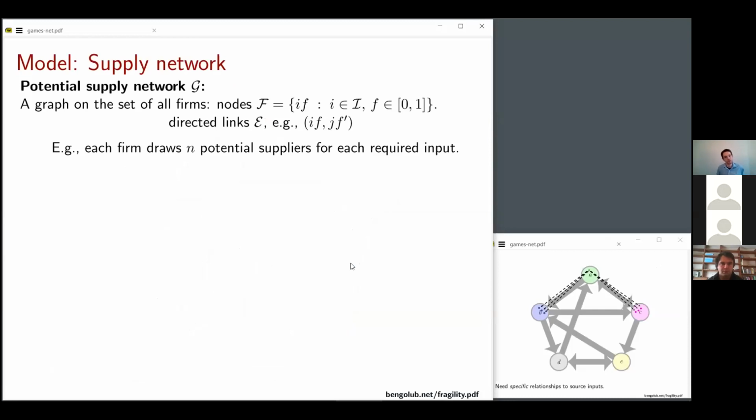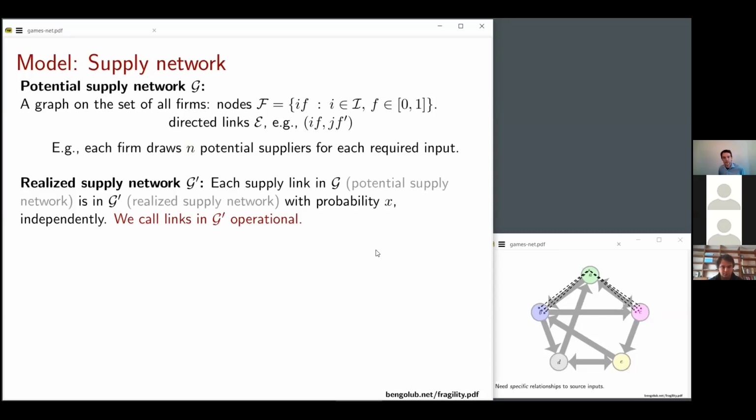There's all the firms. So a firm here is just given by the product that it makes and an index, which says which little firm number are you in this continuum of firms. And then there are directed links between firms. So if you want to be very concrete, you can imagine each little firm drawing 3 potential suppliers for each required input. So n is going to be the number of potential suppliers, and you can imagine these being drawn uniformly at random, let's say, from the supplying industry.